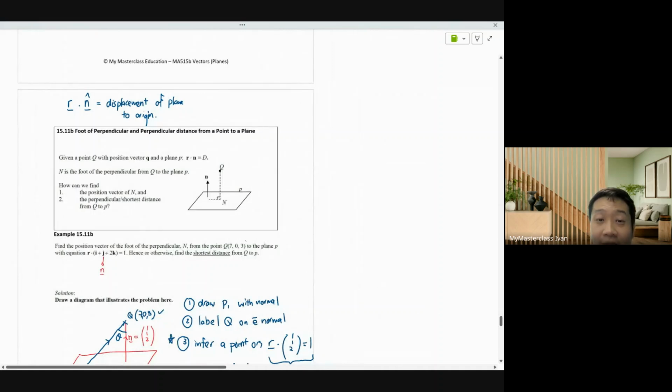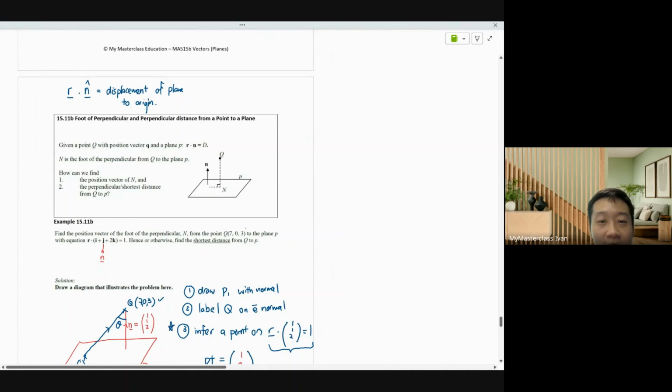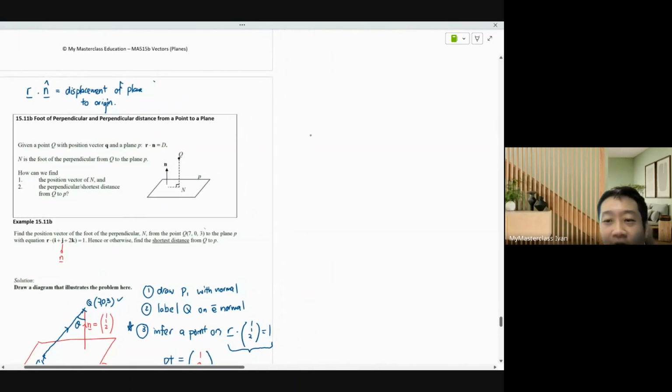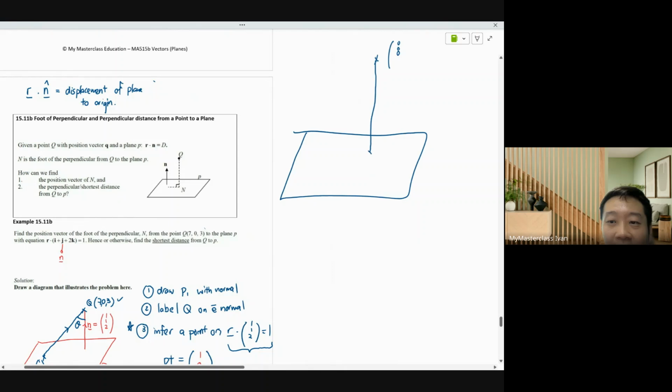Okay, r dot n hat equals the displacement. Why? Because this is basically the length of projection. Look here, let's say this is O, and this is the normal, can you see? And you need another point here. That's where the r comes from.